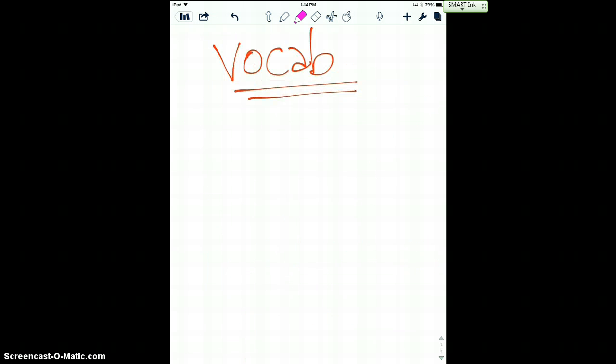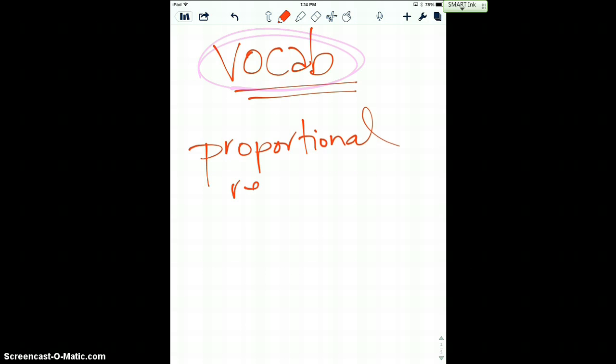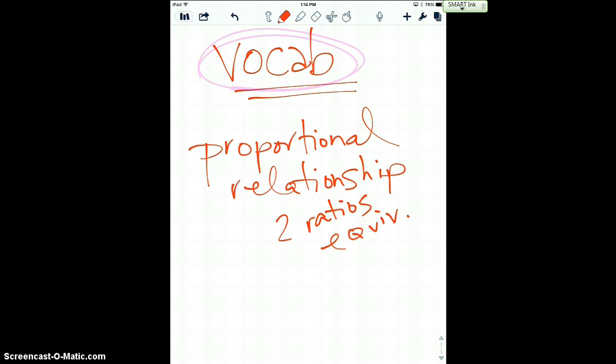So first thing, there was one vocab word that we did not get to. We got to talk about the one vocab word, proportional relationships, right? And you guys were good with that one. Definition being when two ratios are equivalent. Okay, we figured out if you have that, they're going to be in a proportional relationship.